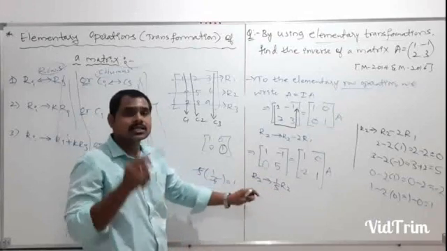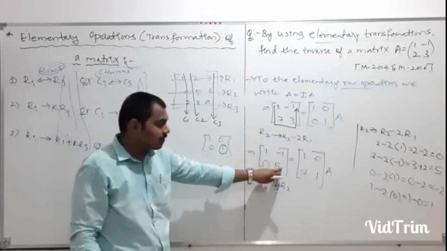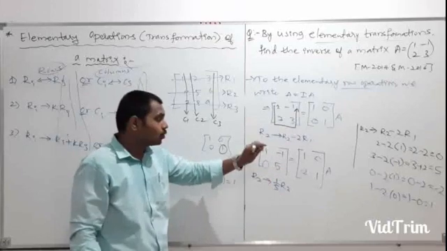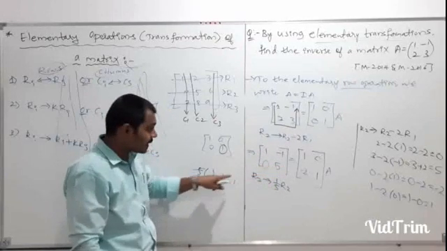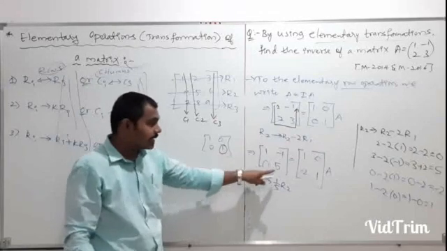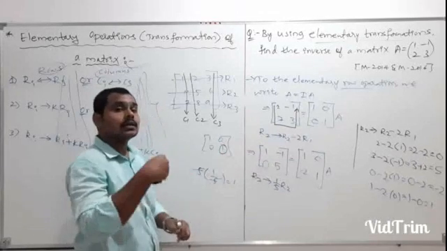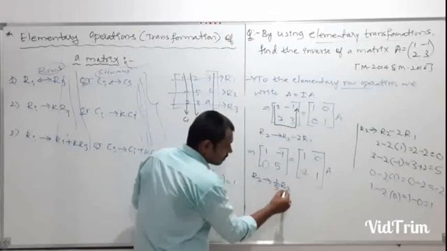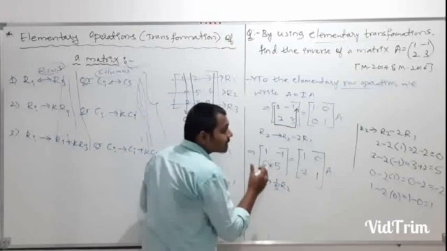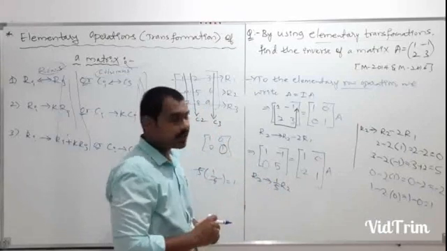Clear? And like how I am writing, you should think yourself: in place of 5 I should get 1. To get 1 here, what should I do? I should multiply with 1 by 5. If I multiply with 1 by 5, I will get 1 here. So I should write the condition like this: R2 changes to 1 by 5 into R2. Like this you should think, my dear students.